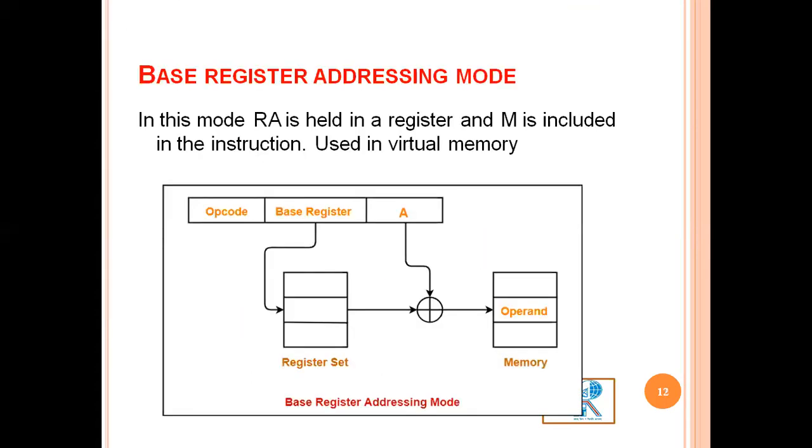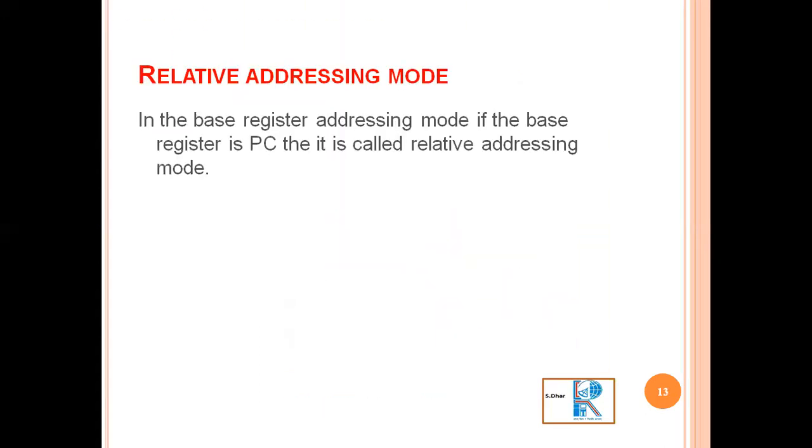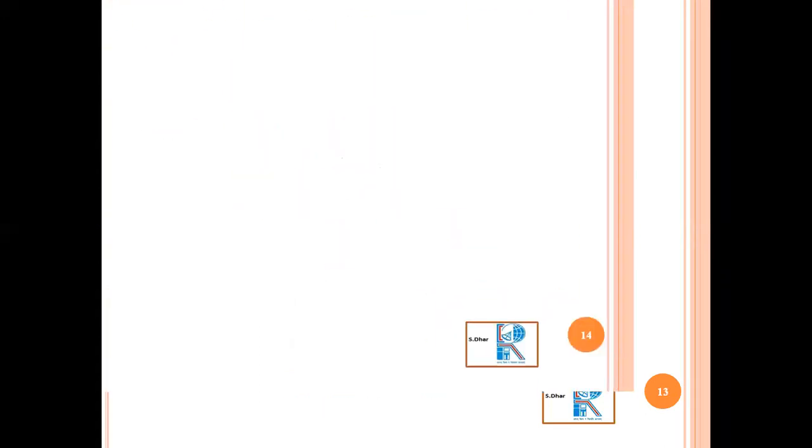One thing: this base register addressing mode uses virtual memory. What is virtual memory? That I will tell in the memory section. Clear? So when we are implementing virtual memory in the system, this register mode is used. Clear? So this is the relative addressing mode, and this is for today's class.